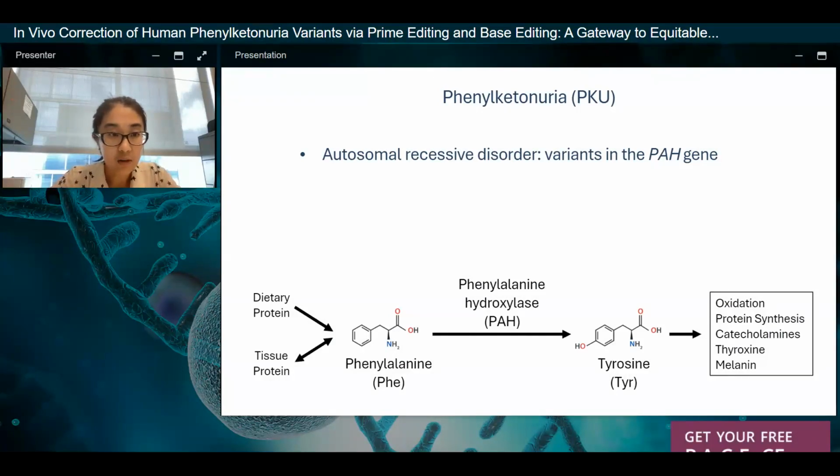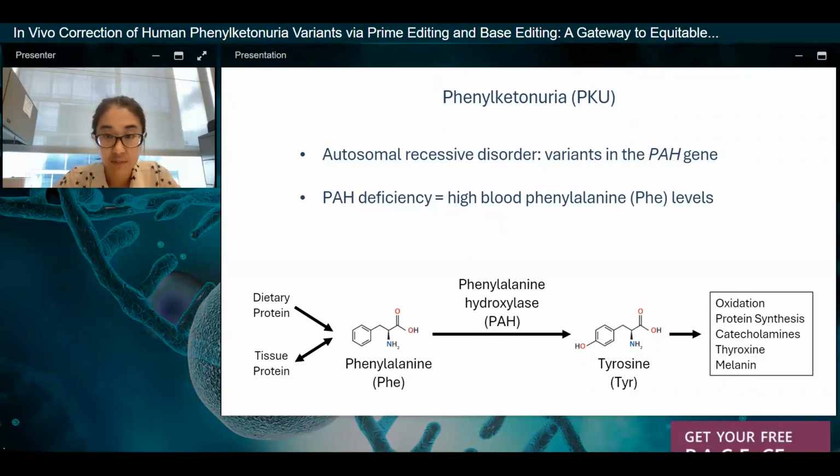PKU is an autosomal recessive disorder caused by mutation in the gene encoding PAH. PAH is responsible for breaking down the amino acid phenylalanine, and loss of function of this gene results in the accumulation of phenylalanine into neurotoxic levels. It's estimated that correcting just 10% of the allele would be enough for therapeutic effect.